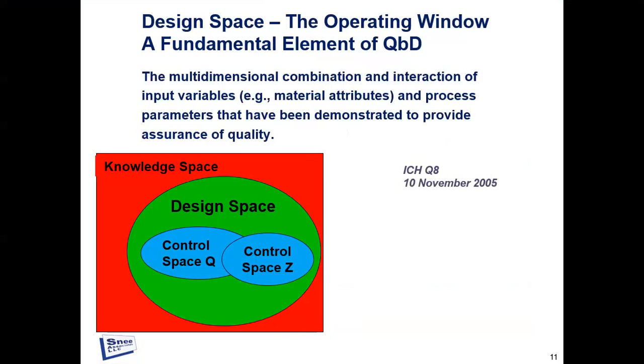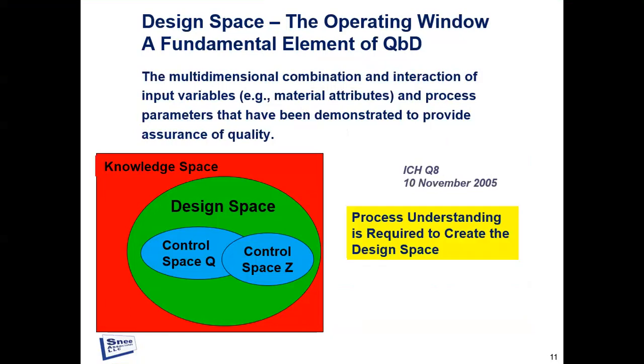We need to have a process target. Here we're showing that we can have a couple of different targets depending on the product produced or what have you, and we're calling those control spaces Q and Z.